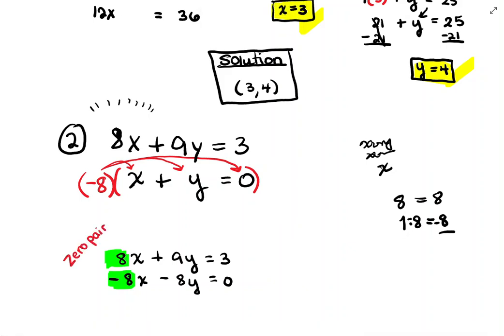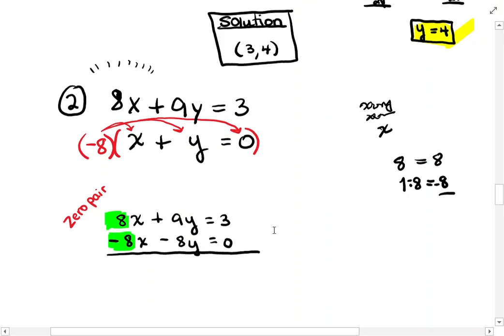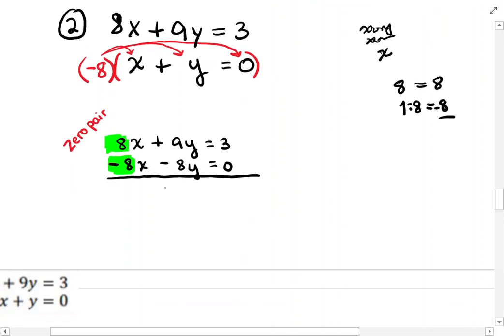So now we're going to combine the equations. Combining means we're going to combine the like terms, right? This is going to cancel with this. 9y plus a negative 8y is a single y. And 3 plus 0 is 3. And there you go. See, we're done. Y equals 3. We have the first part of the solution.